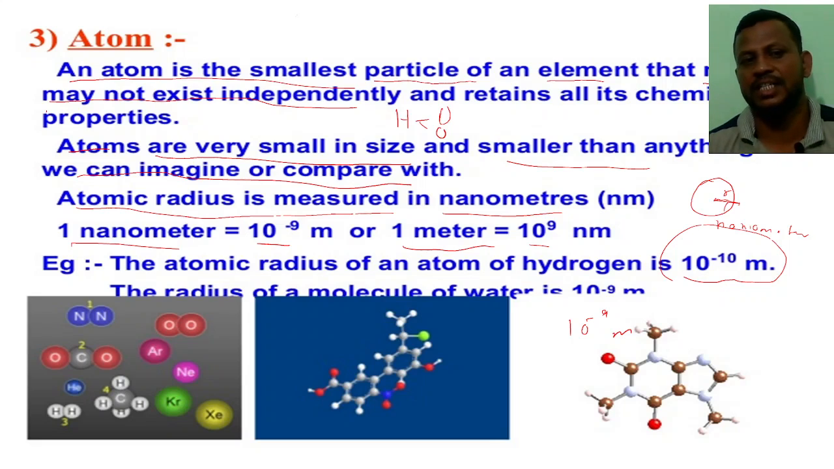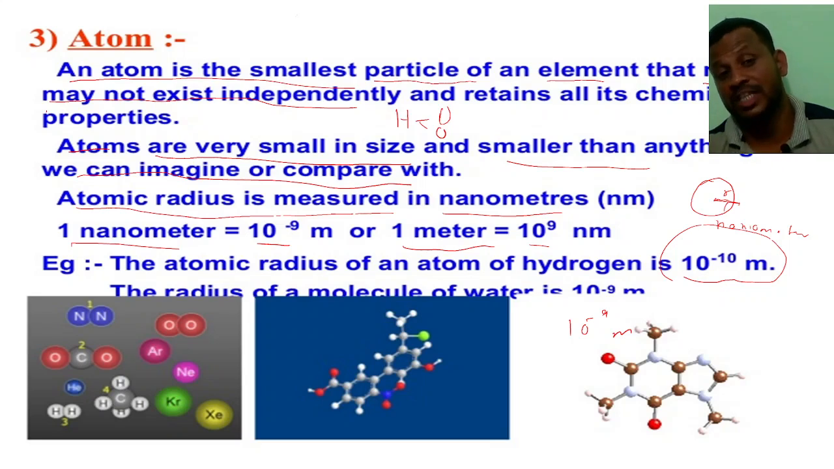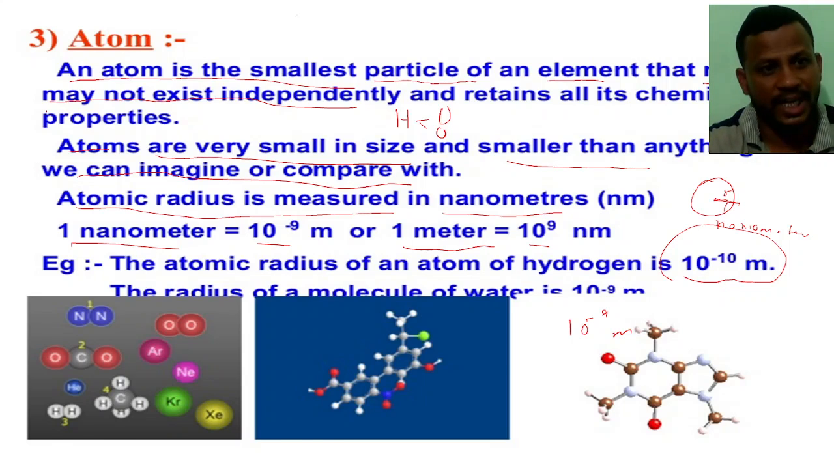This is very easy. You can note down these points. You can get a very clear idea about what the element is and who proposed the atom: Dalton is the person who proposed Dalton's atomic theory.